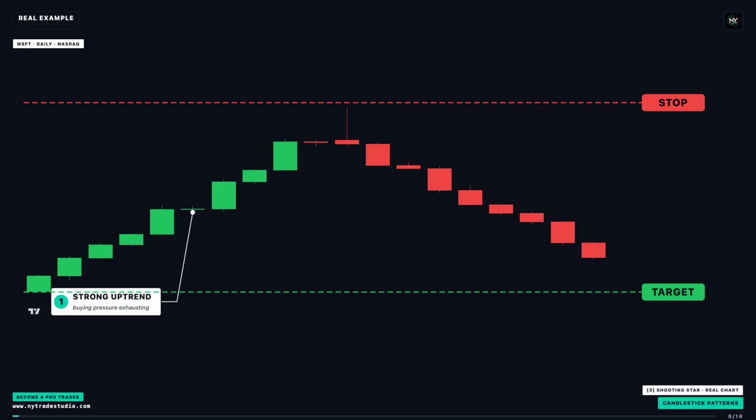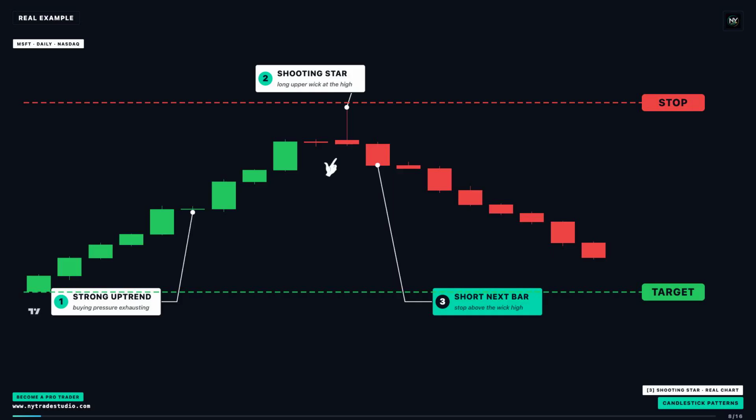Price has been climbing for 10 sessions, gaining over 30 points. The trend is strong, but it's about to break. Then the candle prints. Buyers pushed the price up by $7 intrabar. Then sellers slammed it all the way back down. The close lands right near the open. Long upper wick, small red body.